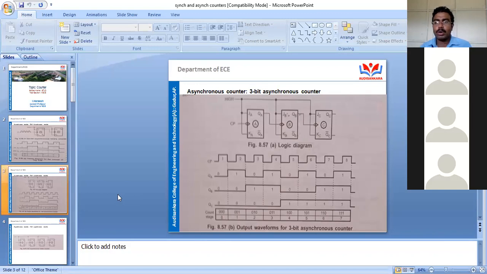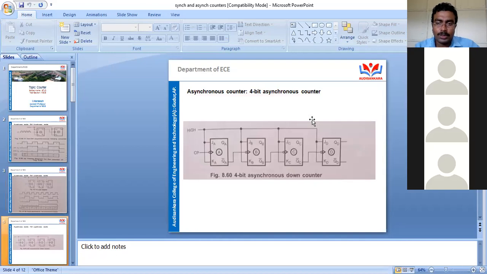For up counting and down counting, the only change you have to make is, if you want to up count, take a connection from QA and QB. If you want to down count, take a connection from QA bar and QB bar. That is the only difference between your up counter and down counter here. So this is a 4-bit asynchronous counter, students.